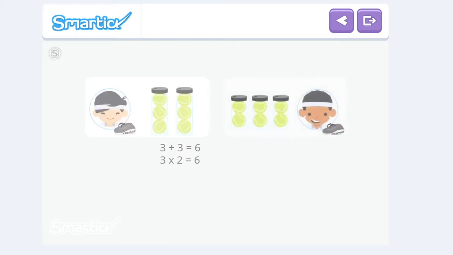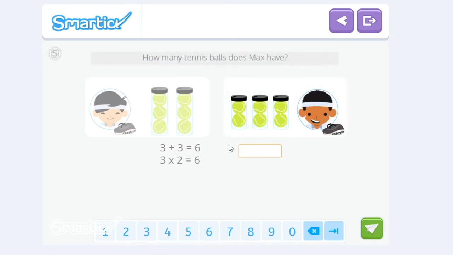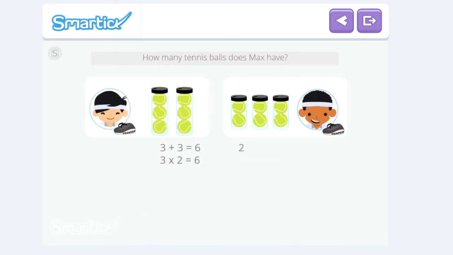How many tennis balls does Max have? Max has 2 plus 2 plus 2. He also has 6 tennis balls. Very good! Max has 2 plus 2 plus 2, 6 tennis balls. We can also find the result by multiplying. 2 multiplied by 3 equals 6.